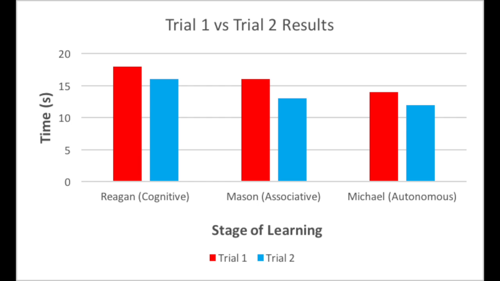From the experiment, we can see that our hypothesis was correct, since each participant decreased the time it took for them to finish the task by at least 2 seconds when comparing trial 1 and trial 2 together. And secondly, being in the autonomous stage, Michael was able to identify the stimuli, form a response, and then program a movement at a much more proficient level than the other two participants in this study, respectively.